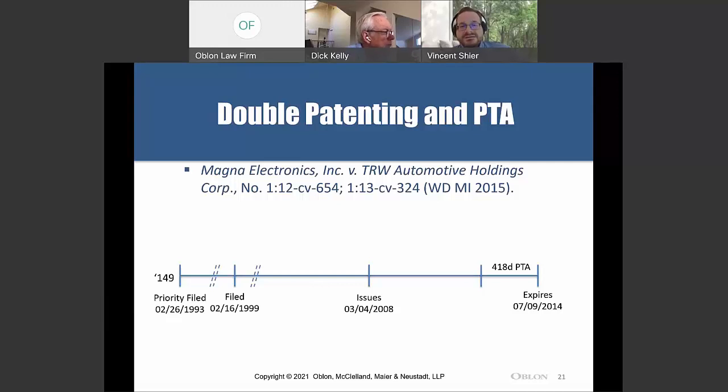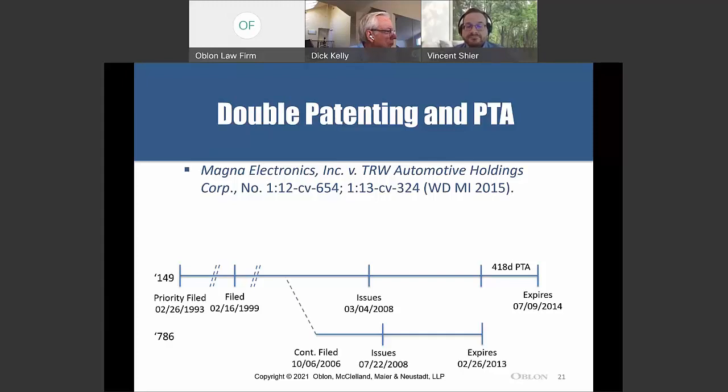Now, the Magna Court was asked to look at the question that was posed in the previous slide. What happens when we have a same family with continuity of priority dating to a common filing, so they both have the same effective U.S. filing date, but also the question of, can the later issuing but earlier expiring patent hold as a double patenting reference against the earlier granted and later expiring patent?